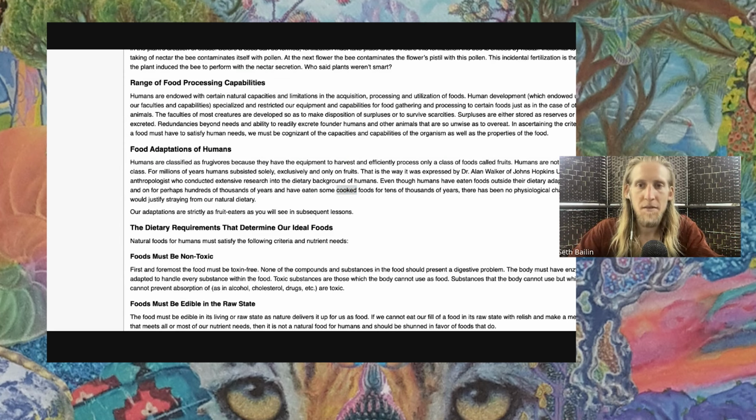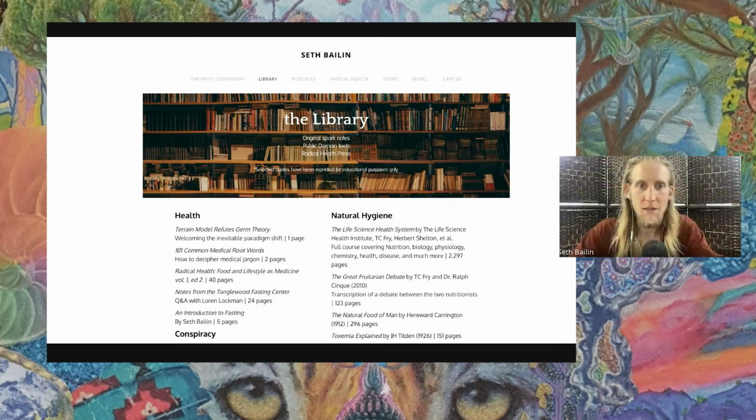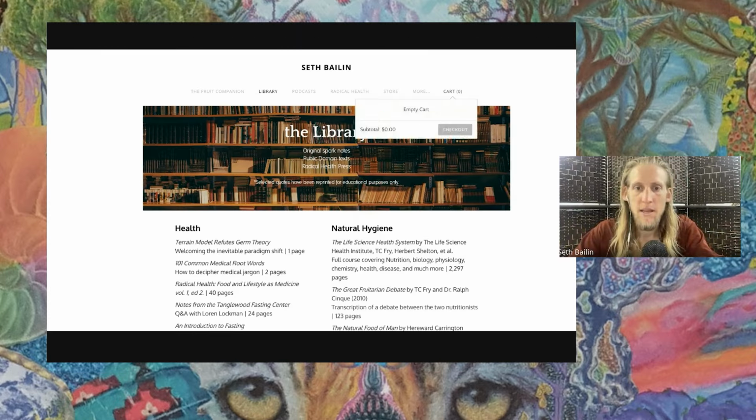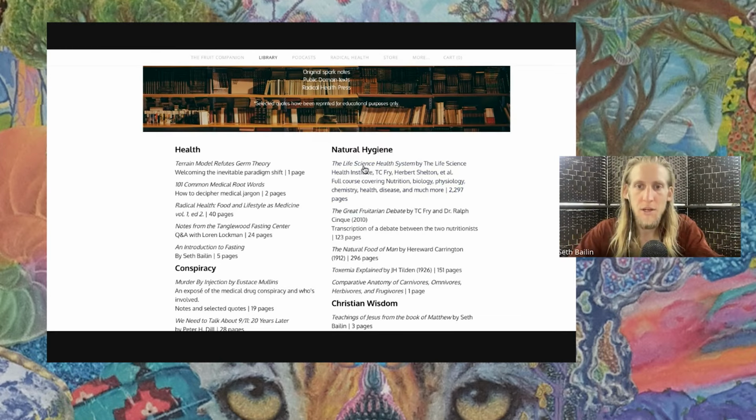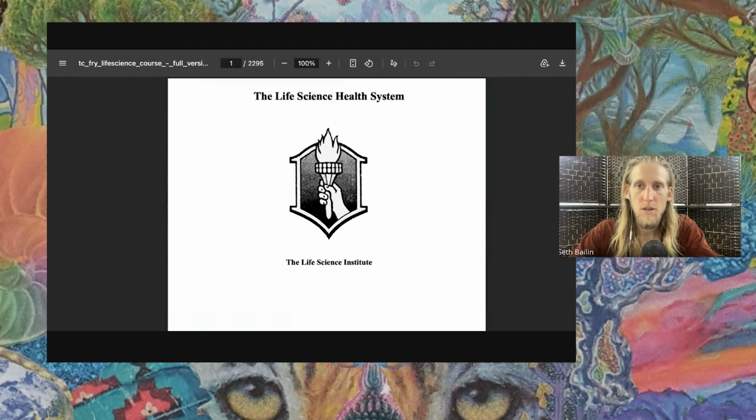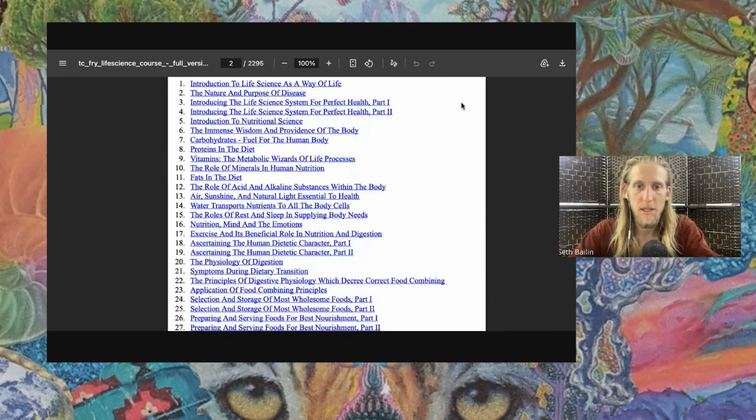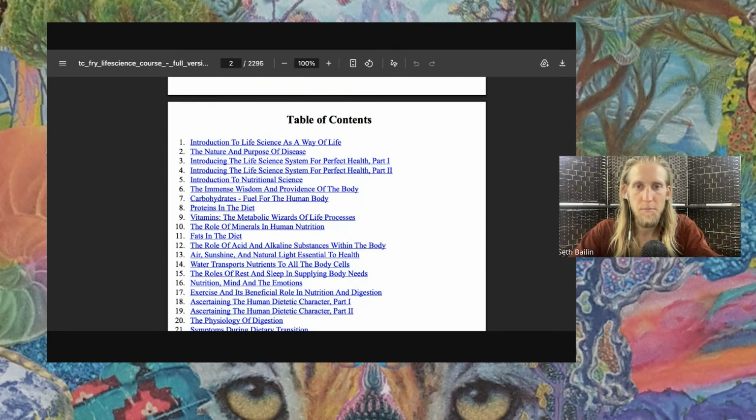To download the PDF, go to sethbalin.com/library. And then in the section titled Natural Hygiene, you will find the Life Science Health System. This is a 2,300 page PDF. So it's a little large compared to other PDFs, but there it is.